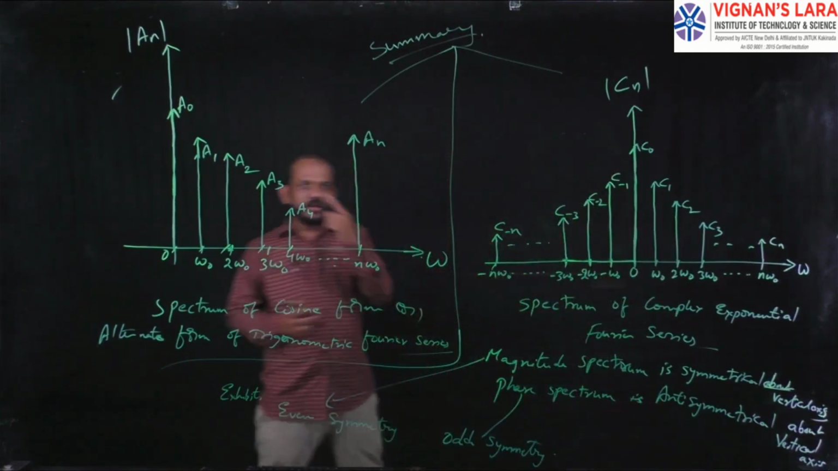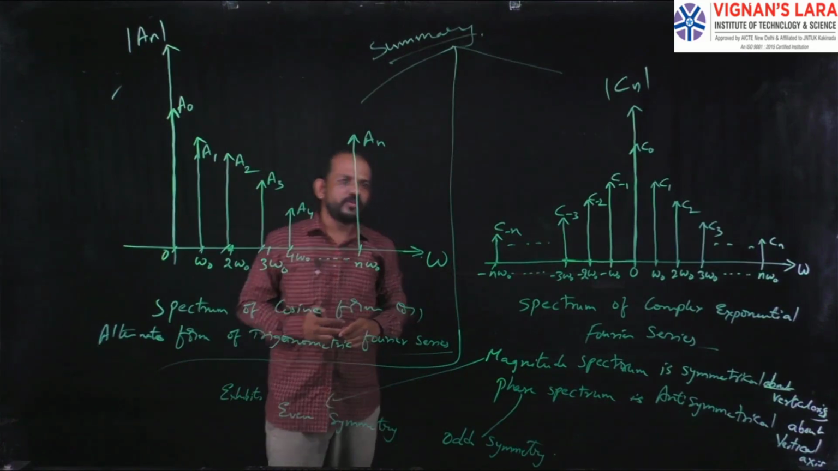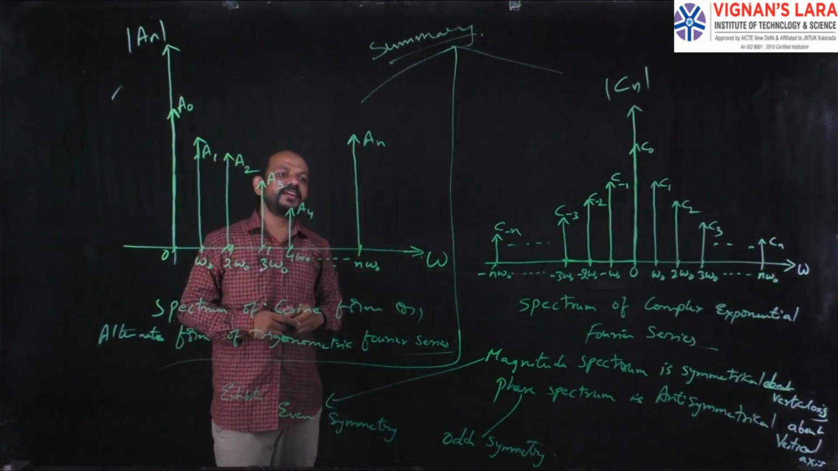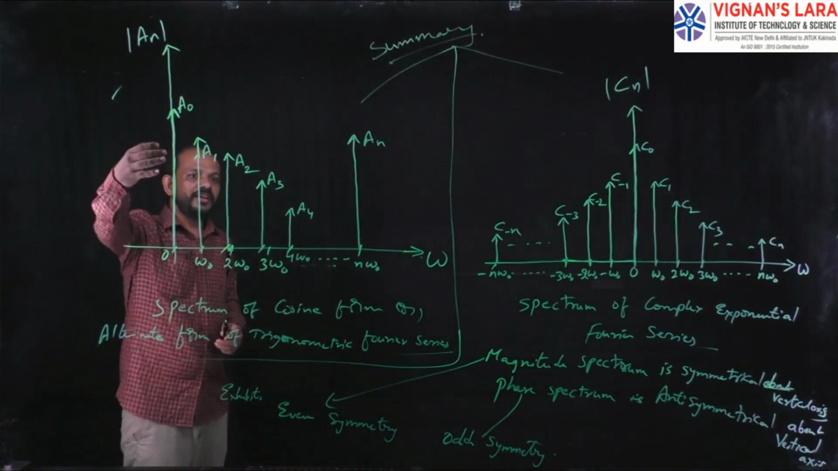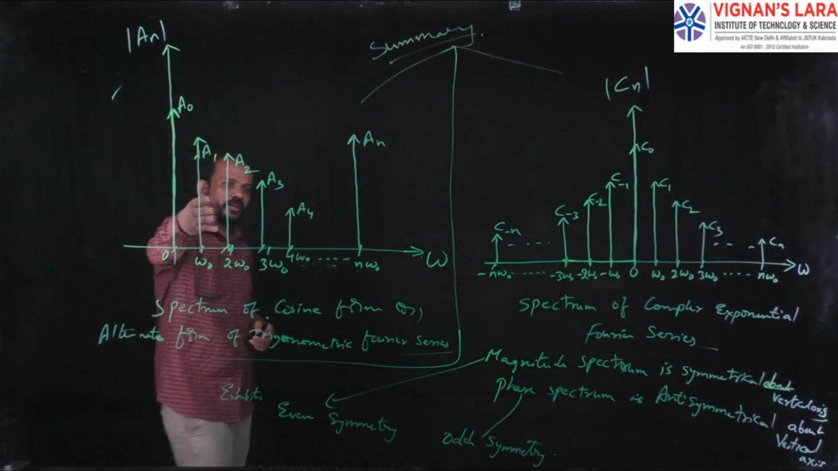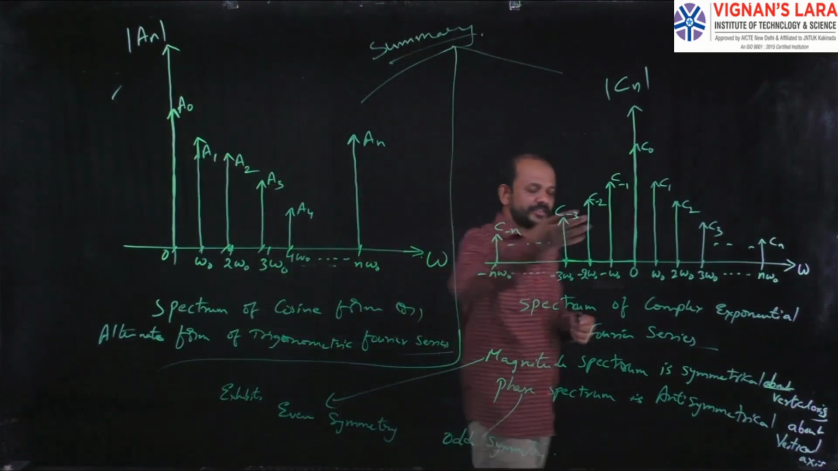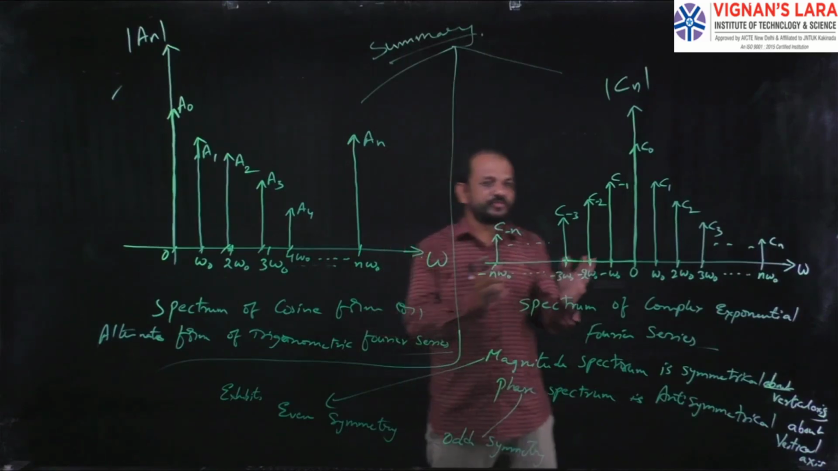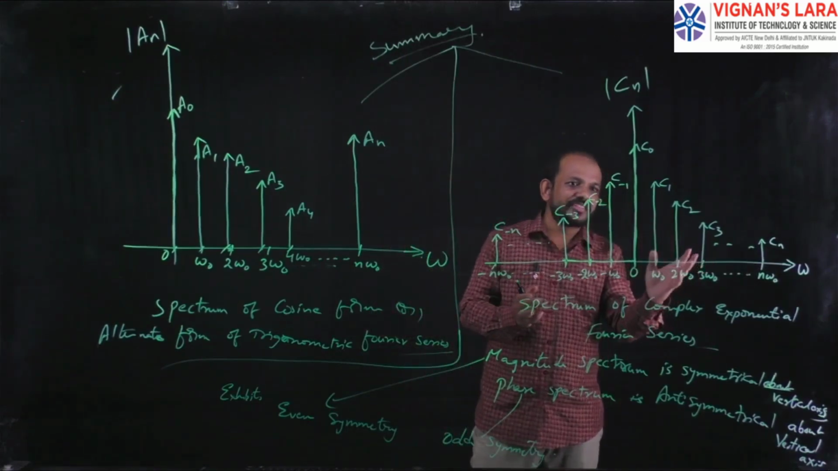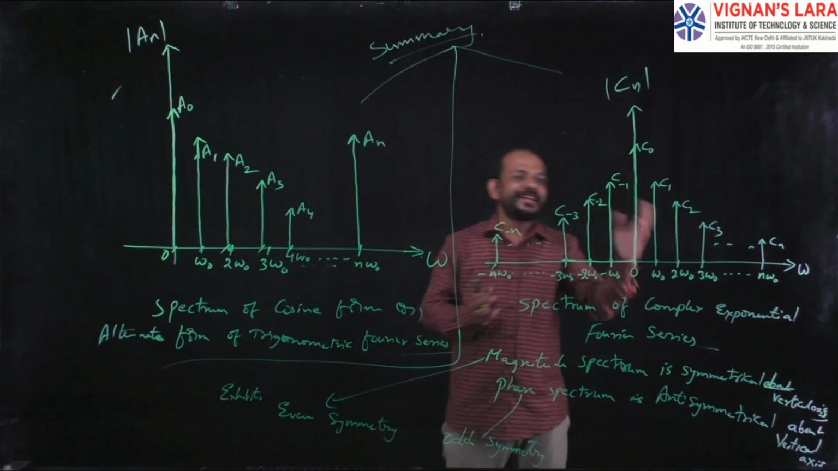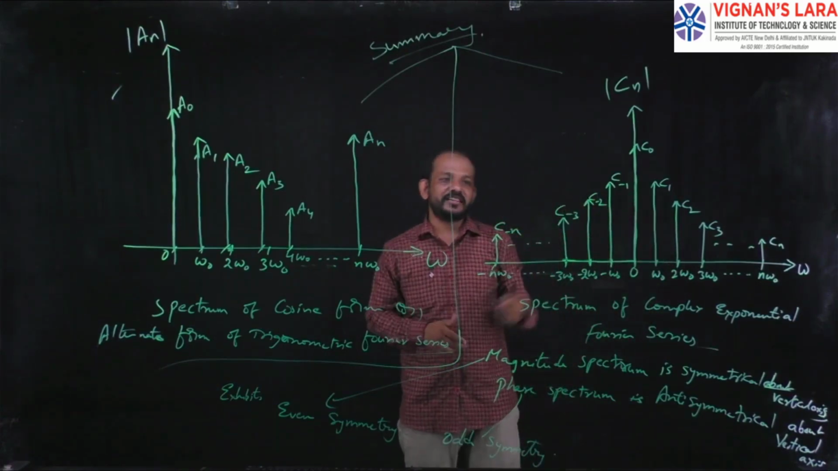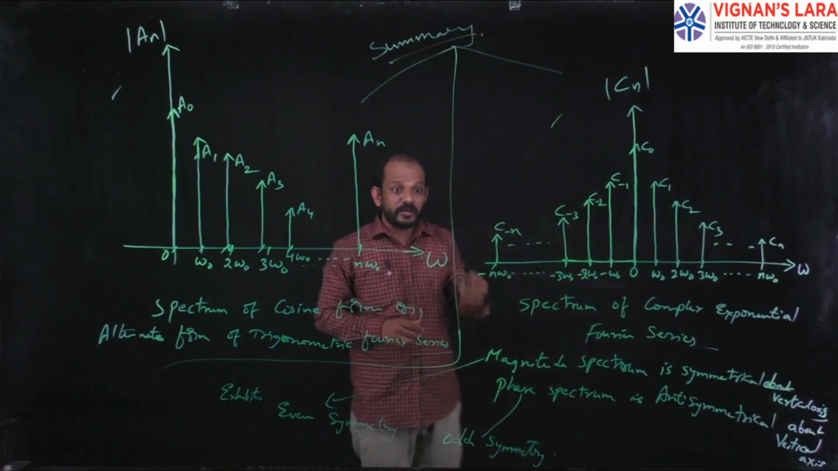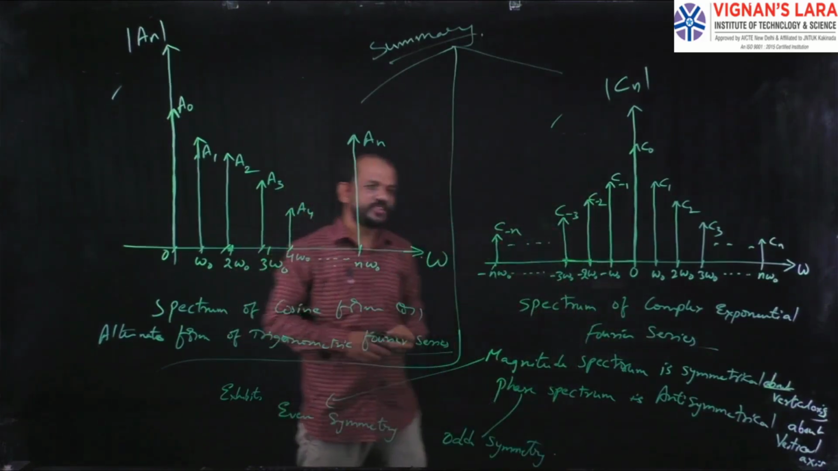Okay. In the cosine form the Fourier coefficient exists only for positive frequencies. Hence it is called a one-sided spectrum, and I showed the spectrum of this cosine form or alternate form of the trigonometric Fourier series. And in the complex exponential Fourier series, the Fourier coefficients exist for both positive and negative frequencies. Hence, we can plot the graph for both positive and negative frequencies. Hence, it is called a two-sided spectrum, and I showed the spectrum of the complex exponential Fourier series.